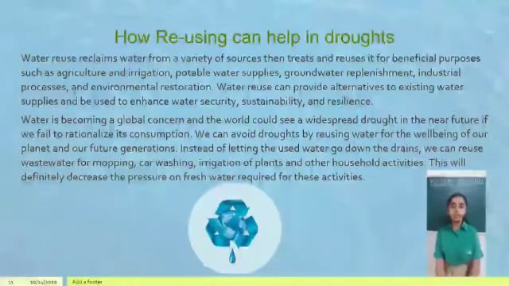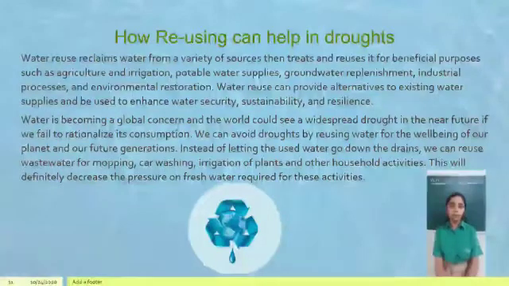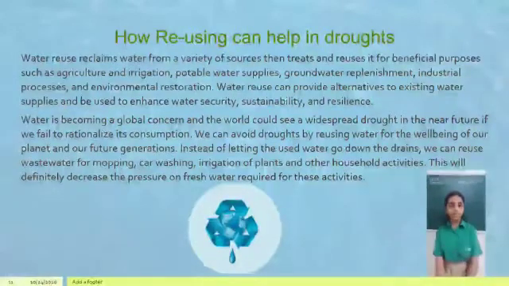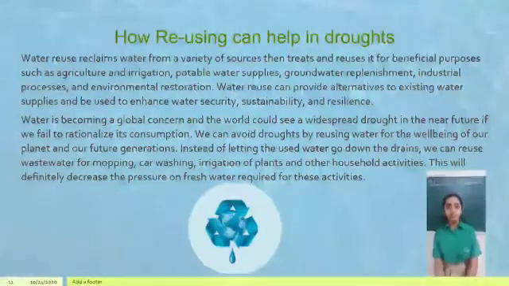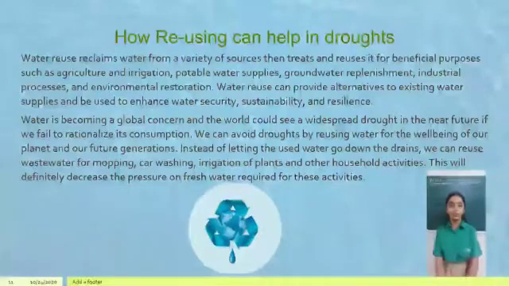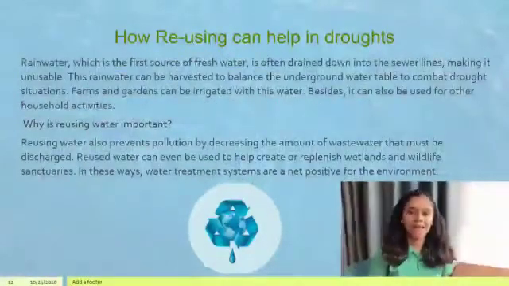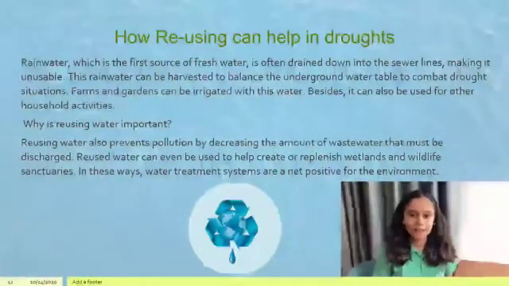Instead of letting the wastewater go down the drains, we can reuse it by mopping, car washing, irrigation of plants, and other household activities. This will definitely decrease the pressure on fresh water required for these activities. Thank you.